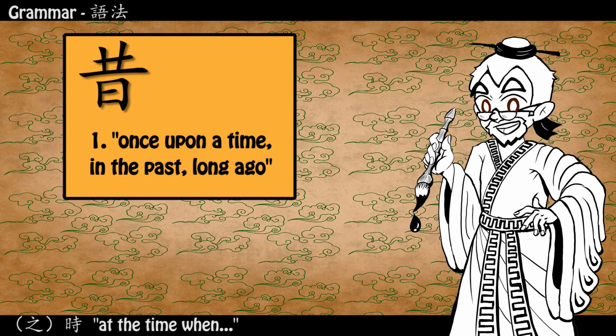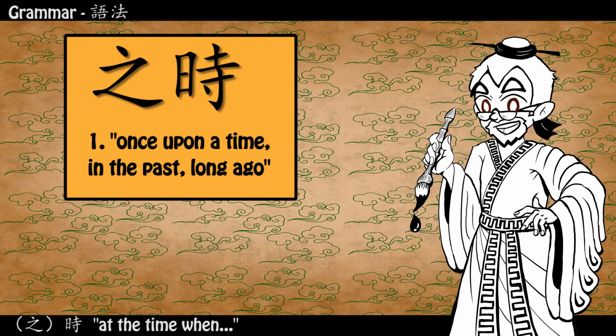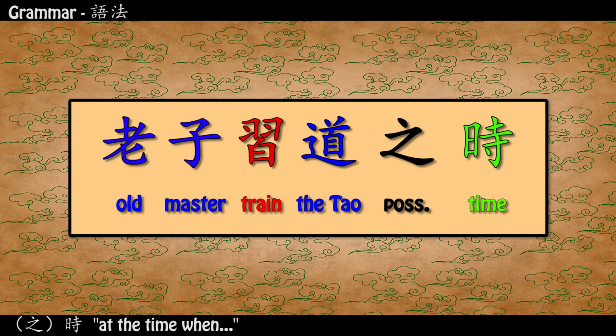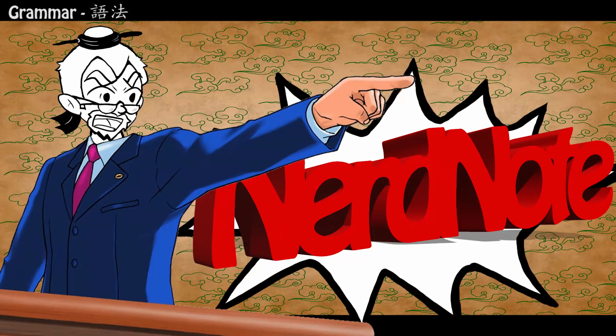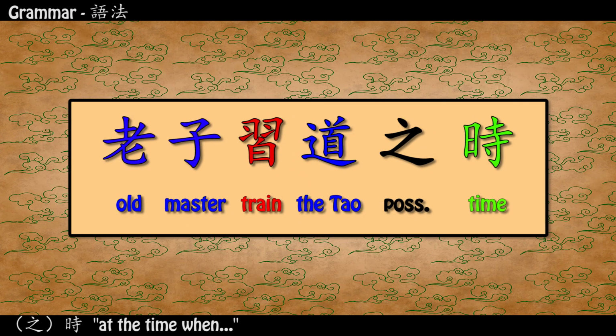So we already know how to say that something happened in the past by blocking xi, but what if we want to say when something happened? Well, then we just tack 之时 on there to make a when clause. The full pattern is, as you can see on the screen here, and used in a saying, 老子习道之时, word for word, old master practicing the way, the time. Nerd note! Lao Tzu, or the Old Master, is a central figure in Taoism and often thought of as its founder. This saying can thus be read as when Lao Tzu was practicing the Tao.